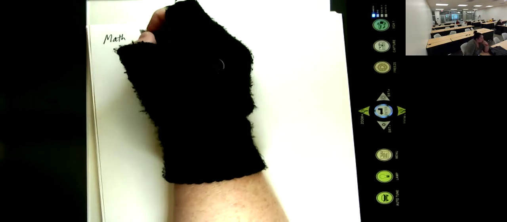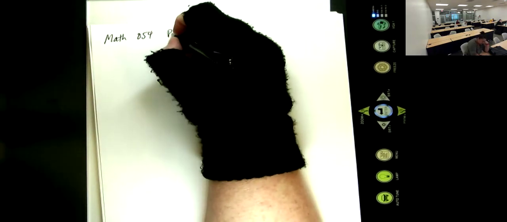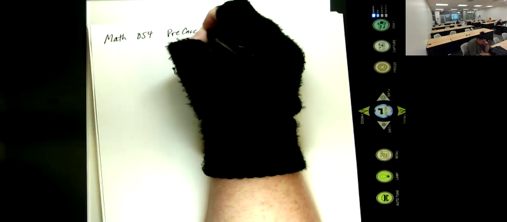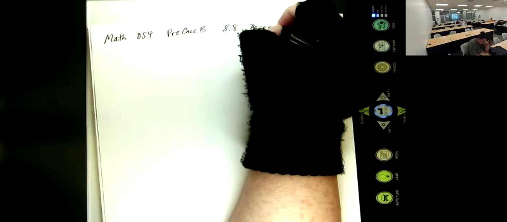What number are we in? 54. Total brain part. Pre-calc. We are doing 8.8, which is on parametric equations.